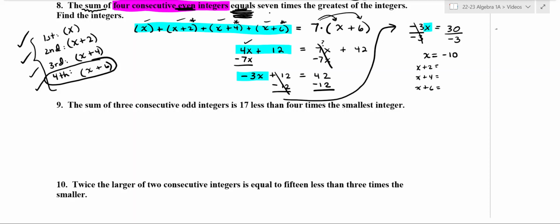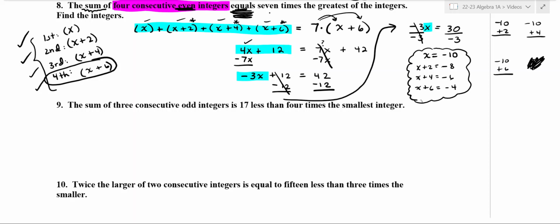And it's simple. Remember, in your calculator, you're going to be doing negative 10 plus 2, negative 10 plus 4, negative 10 plus 6. Sorry. All right, so that's how you're going to get negative 8, negative 6, and negative 4. So those are the 4 consecutive even integers whose sum equals 7 times the greatest of them.